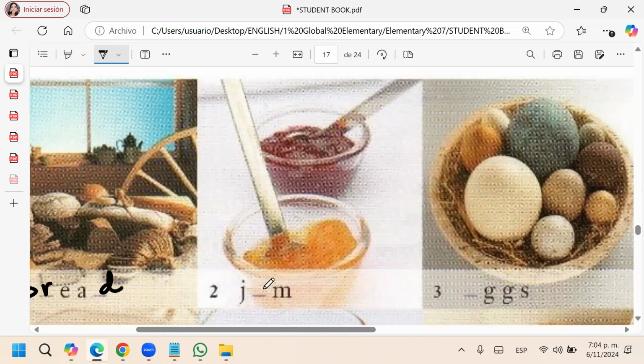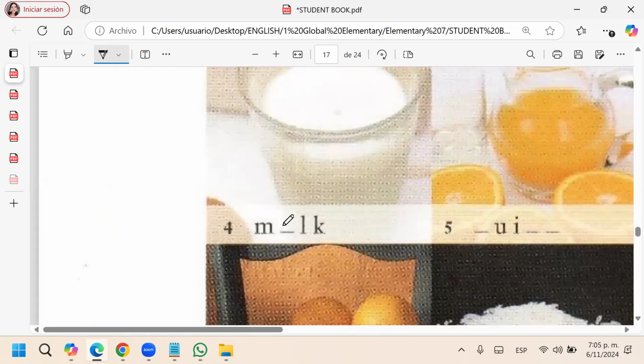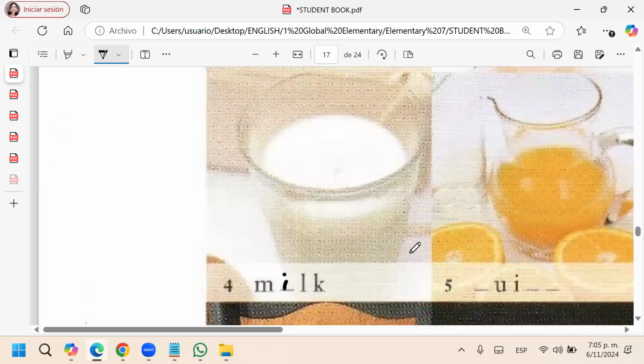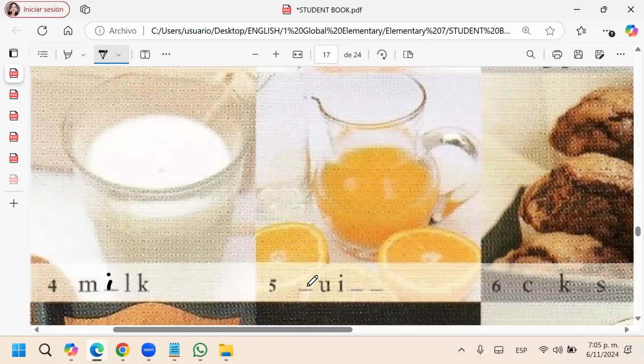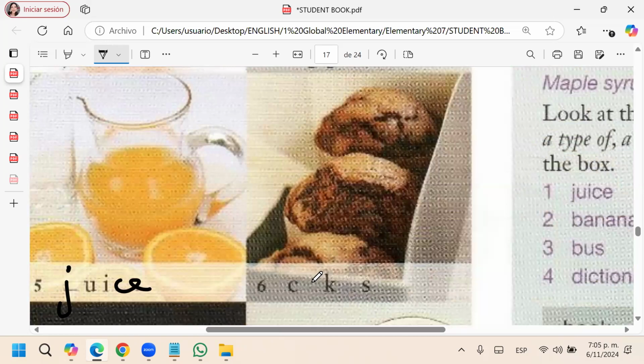Jam. You can also say jelly. Jelly is jam, it's the same. Here, eggs, some eggs. This, milk. This, juice. What's this? Cookies? No. Pancakes? Cupcakes, cakes. Yes, those are cakes.